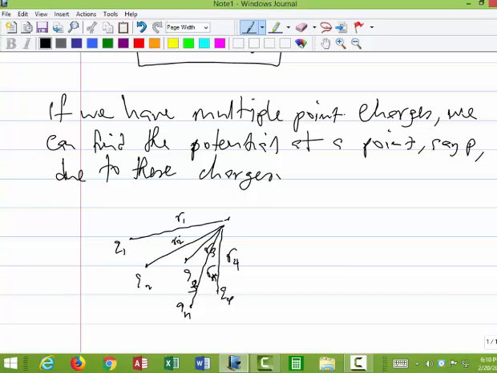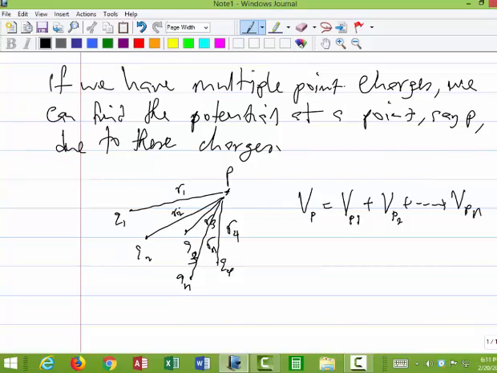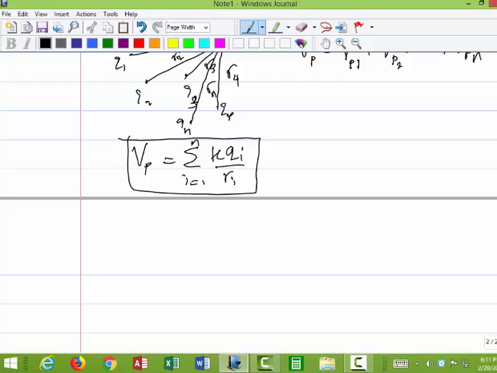So the potential at P is the sum of the potential due to each of these charges. This point is P. The potential at P due to charge 1, plus the potential at P due to charge 2, plus the potential at P due to charge N. So we can say that the potential at P is just the sum of all the potentials. This gives us the potential at some point in space due to a collection of point charges.